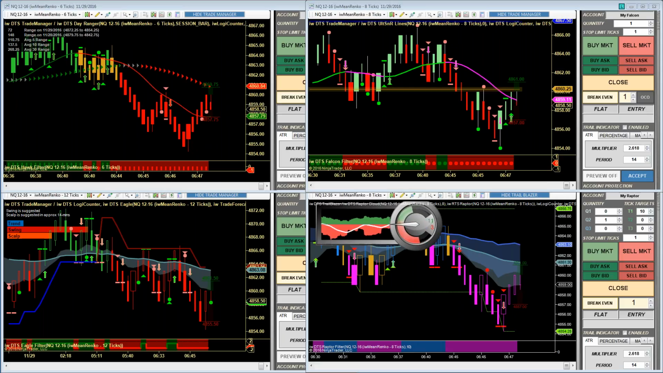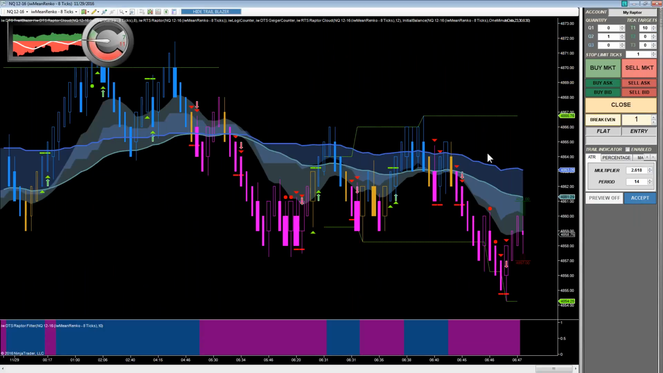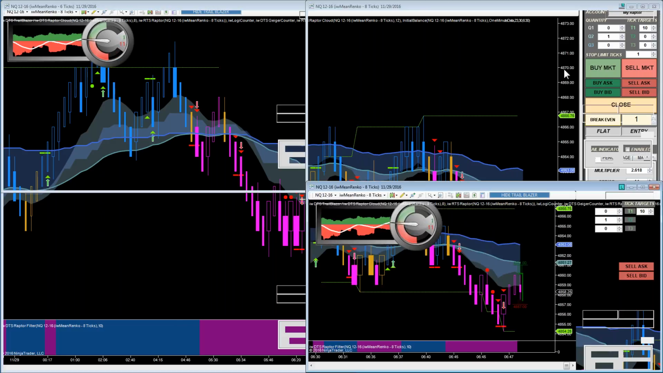Wow, look at that. Just a lot of sideways trading. The Raptor giving us that cloud crossover, drifting into the cloud, coming out, producing a signal, falling off a little bit, enough to find your first profit objective, but at the moment, not much more.